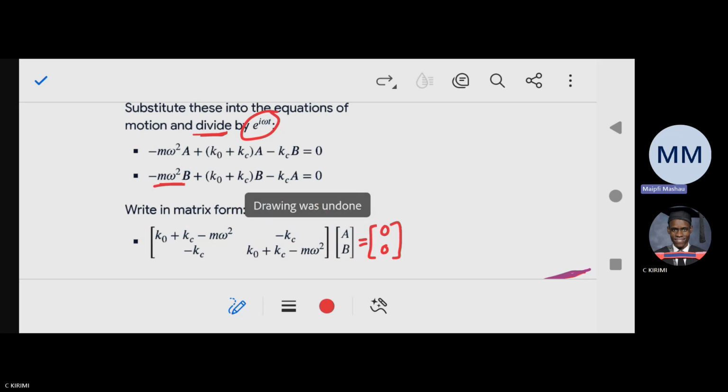Sorry, I'm lost there. Okay, that part I understand, the equation I understand. How can you please explain the matrix part?